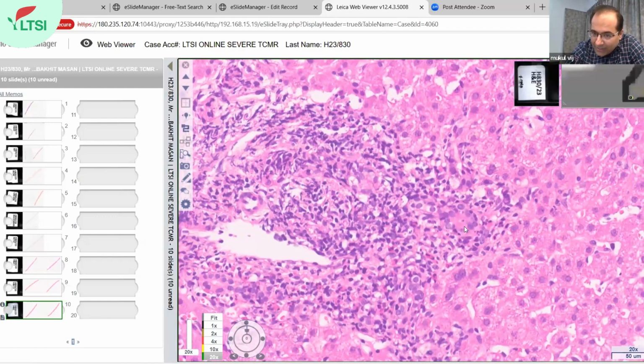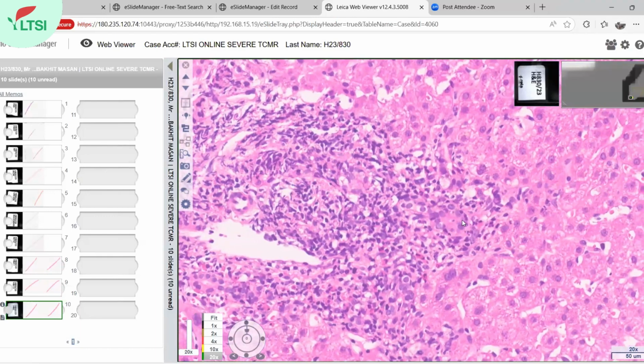This is also a bile duct here. You have to imagine the bile duct, but those are really biliary epithelial cells. That's a bile duct epithelium, and the rest of them are really scattered everywhere.